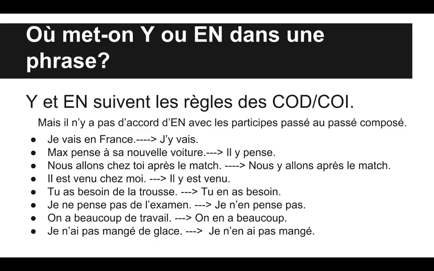So where do you put them in the sentence? It follows the same rules as the object pronouns, the direct and indirect object pronouns. They go before the verb of which they are the object, or that they belong to. We'll talk later about what to do if there are more than one pronoun in a sentence.